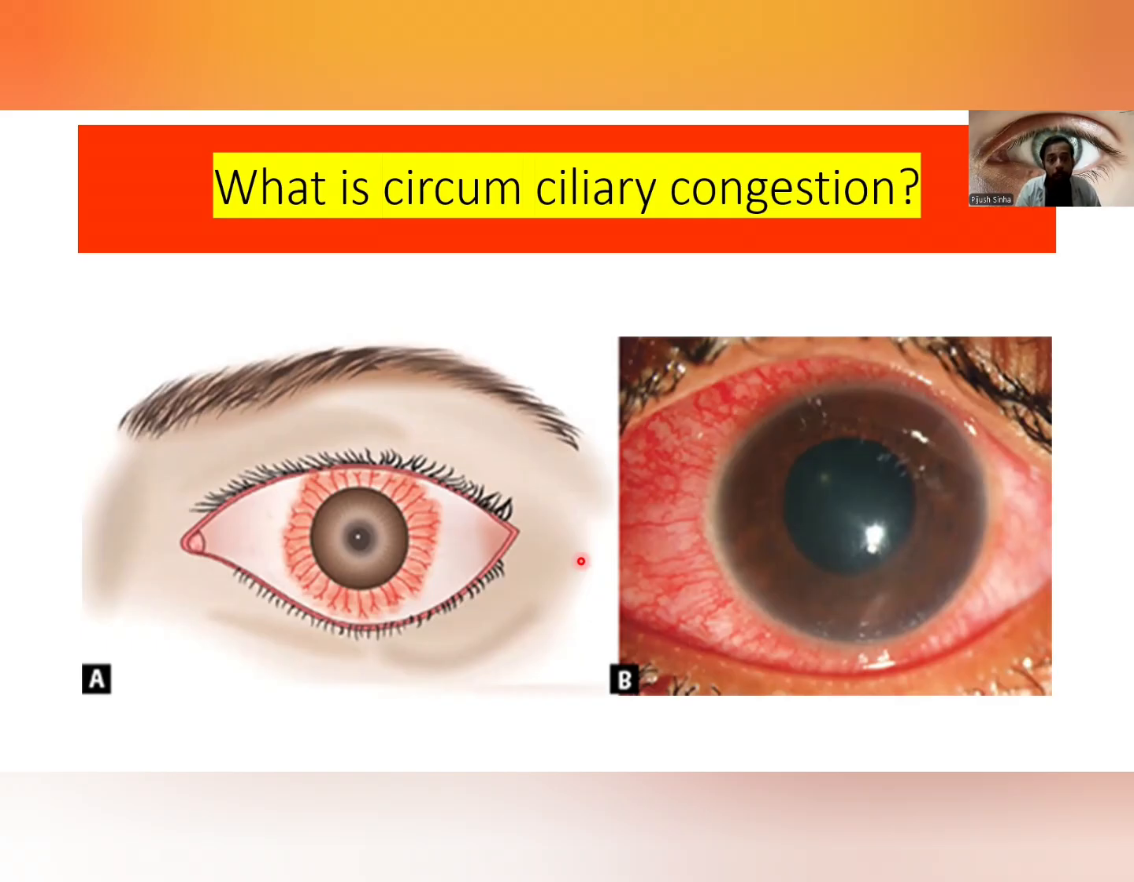and even after you put phenylephrine, such a vasoconstrictive drug, the congestion will not go. So it can be one sign. If I tell you about the features of this circumciliary congestion, it's focused around the limbus. You can see the limbus is quite affected, where the cornea meets.